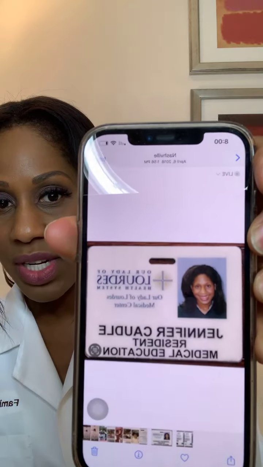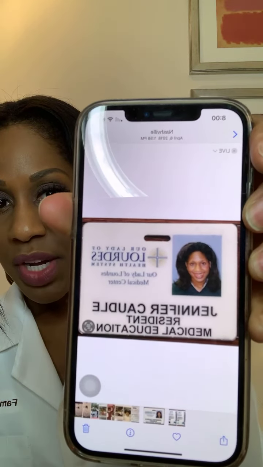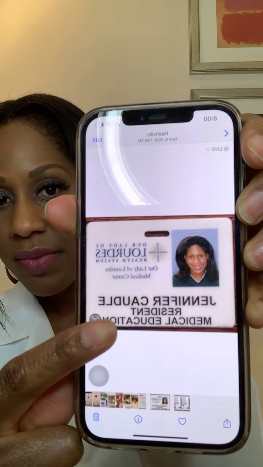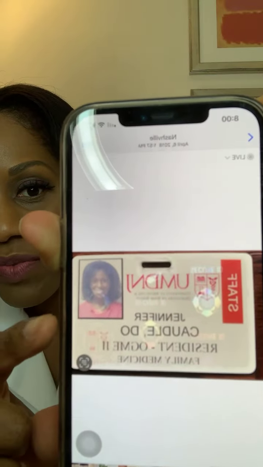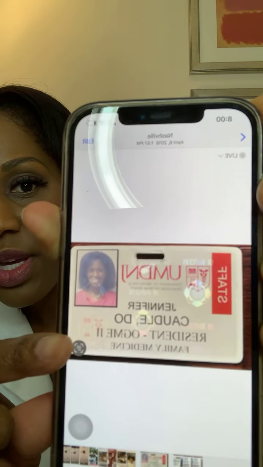Okay, let me see if I can pull up a picture of, here we go. I've got two pictures of residency. This is one hospital ID when I was at Our Lady of Lourdes. This is when I was a resident. So you see here, it says resident, okay? And then I actually have another one. This is when big hair was in. See that one? This is me also. I was a second year resident at this one.